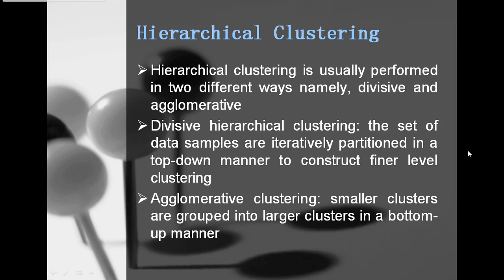Hierarchical clustering is usually performed in two different ways: one is divisive and the other is agglomerative. Divisive hierarchical clustering means that the set of data samples is iteratively partitioned in a top-down manner to construct the final level clustering. Agglomerative clustering means that smaller clusters are grouped into larger clusters in a bottom-up manner.